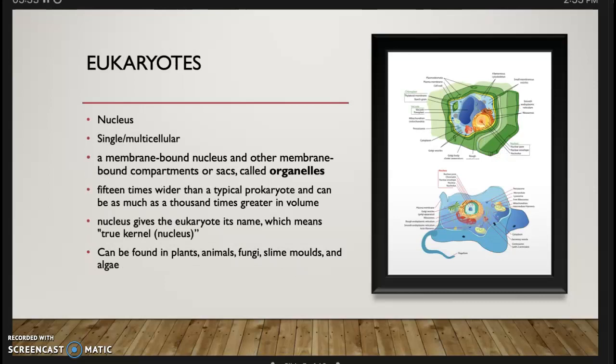The eukaryote has a nucleus, is single or multicellular, and has a membrane-bound nucleus and other membrane-bound compartments or sacs called organelles. It is 15 times wider than the typical prokaryote and can be as much as 1,000 times greater in volume. The nucleus gives it the name, meaning true kernel, in the eukaryote cell, and these cells can be found in plants, animals, fungi, slime molds, and algae.